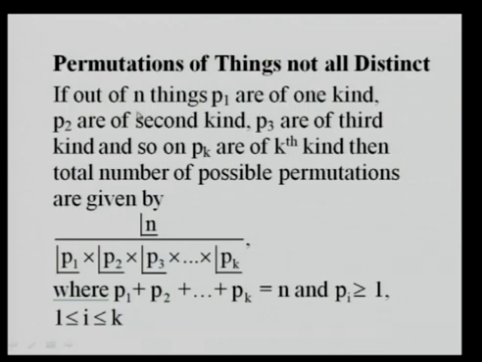Permutation of things not all distinct. Suppose we have n things, out of which p1 are of one kind, p2 are of the second kind, p3 are of the third kind, and so on, pk are of the kth kind. Then the total number of possible permutations is given by factorial n, the total number of things, divided by factorial p1 for the first kind, factorial p2 for the second kind, factorial p3 for the third kind, and so on, factorial pk for the kth kind. So this is the general formula.